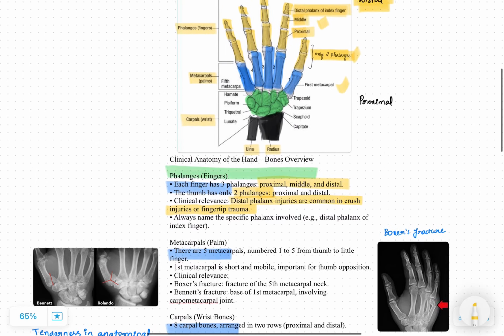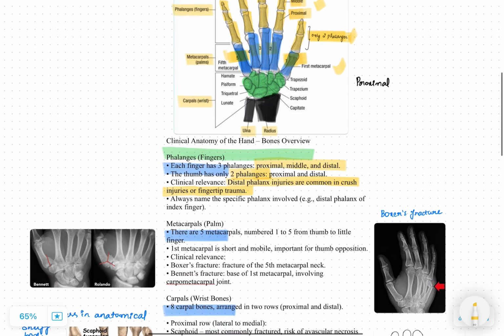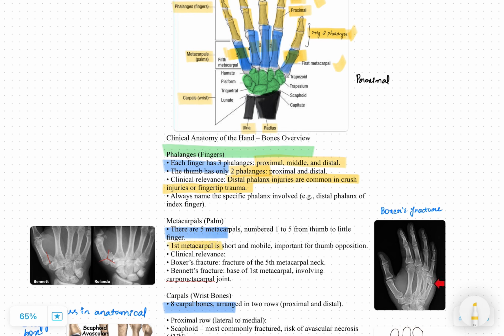Next are the metacarpals, which constitute the palm. From lateral to medial side we will name them, that is from the thumb side to the little finger side. That is 1, 2, 3, 4, 5. Thumb side is the 1st and the little finger side is the 5th one. The first metacarpal is short, mobile and important for thumb position.